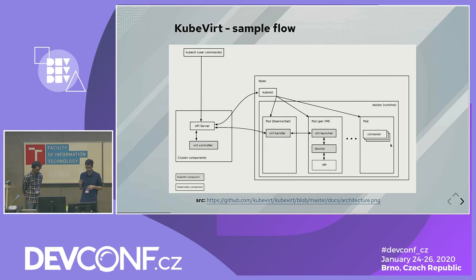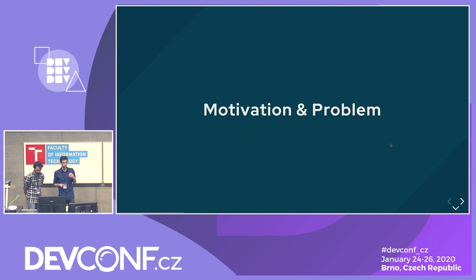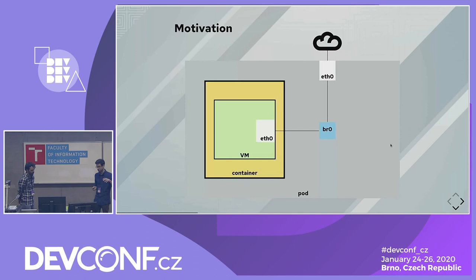Now, in order for us to understand what we're trying to achieve here, the easiest and best way to do it is to describe the current status quo of how to connect an interface of a virtual machine on KubeVirt to the outside world. Currently, we have an in-pod bridge, and we create a veth pair, and we connect one end of the veth pair into the VM and the other one to the bridge. Then we need another veth pair to connect from the bridge to the outside world.